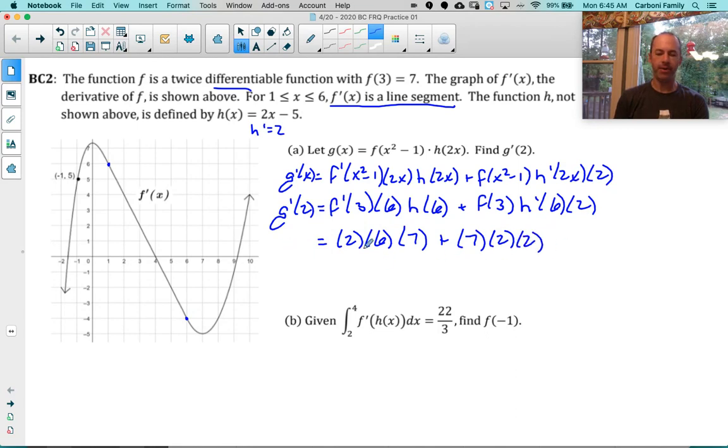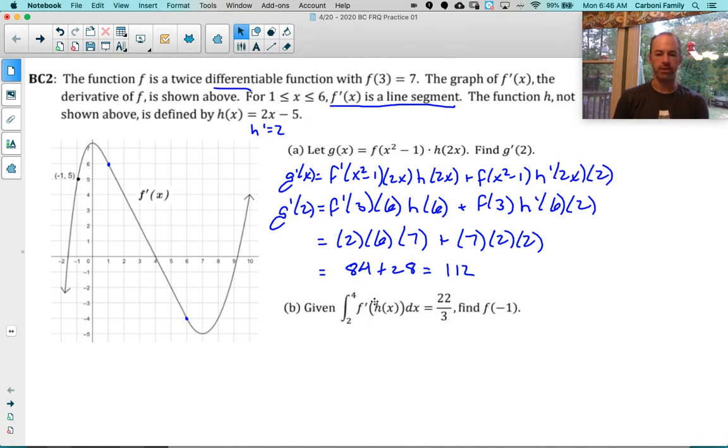And on the AP exam, I would stop there and move on because you cannot get any more points for cleaning that up. However, on this problem, since I'm working this out for y'all, I'll go ahead and simplify it. 12 times 7 is 84, plus 14 times 2 is 28, and that would give you a final answer of 112 if you choose to simplify it, which you shouldn't.